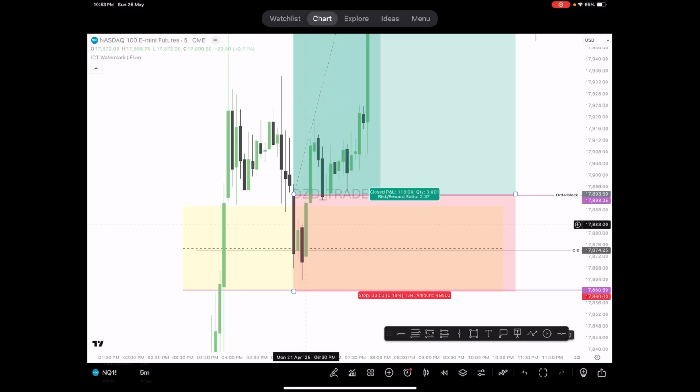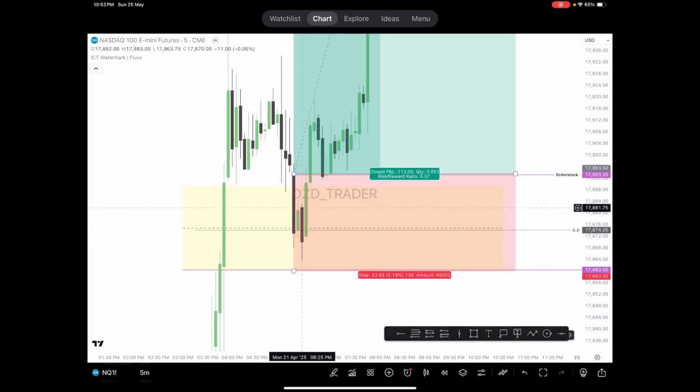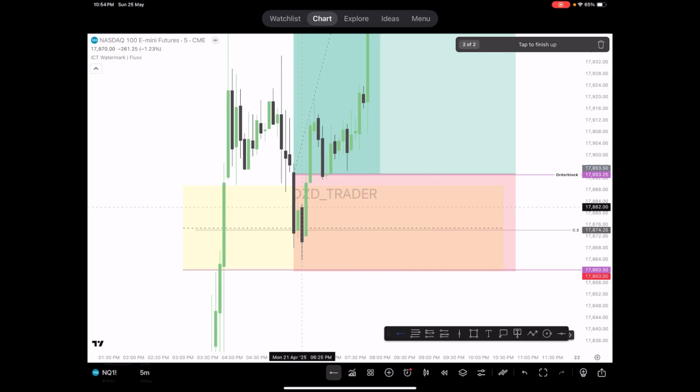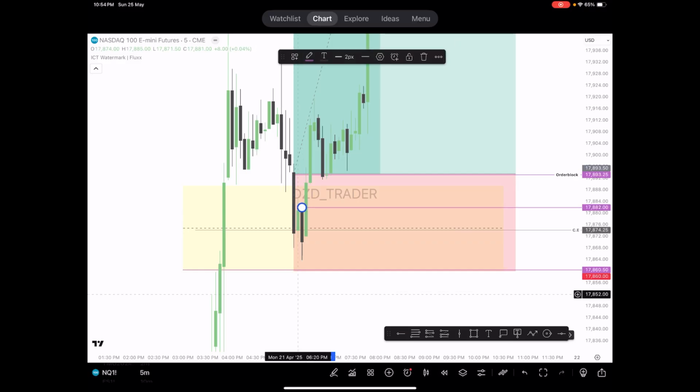Whenever I see this could be the order block that I'm looking for, but it doesn't provide me any time to trade it. So in the 5 minutes, I'll mark it here. This is an order block in the 5 minutes.